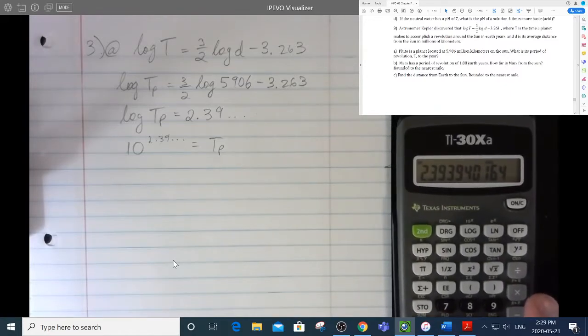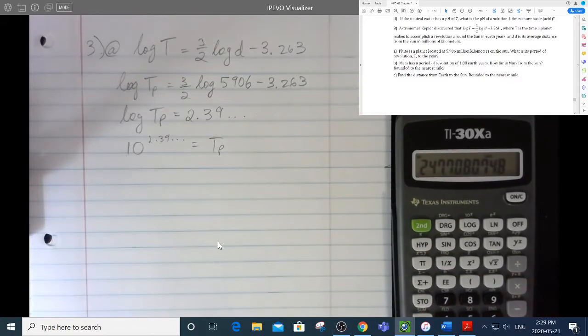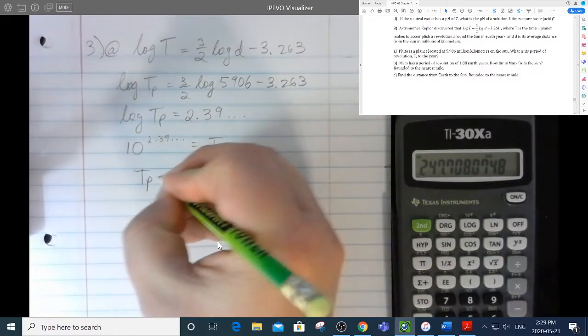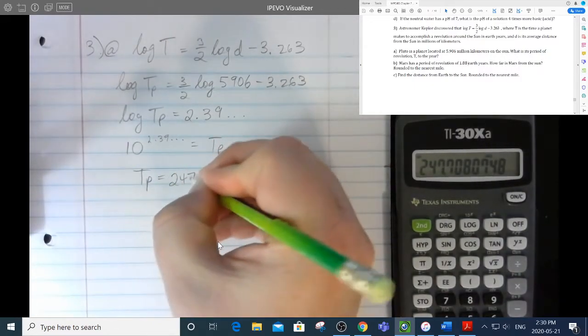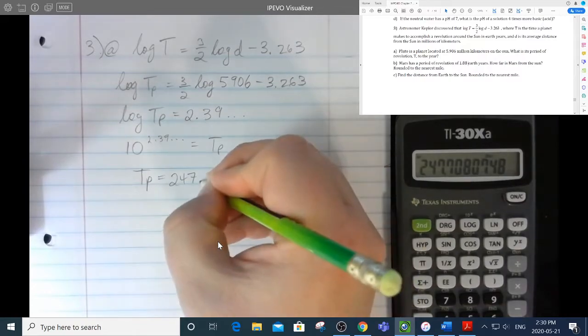Sorry. Can you see that? Let me just double check. Can you see? Yes, you can. Boom! And you get that the period is 247.7 years.